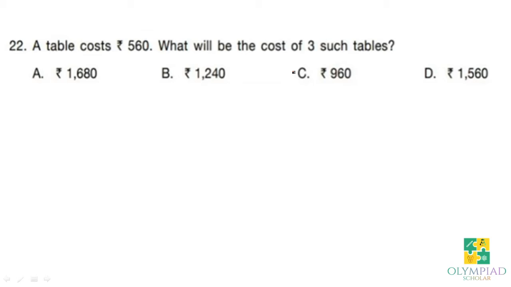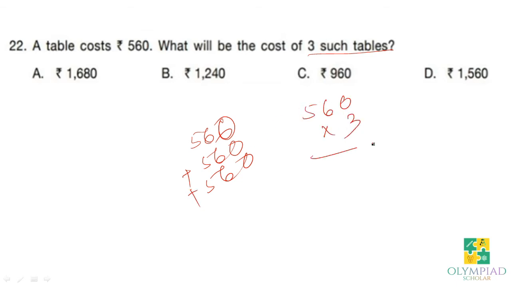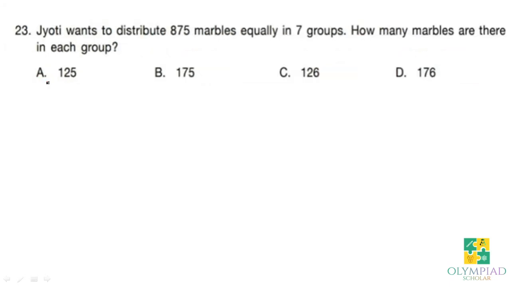So let us move to question number 22. A table costs 560. What will be the cost of three such tables? So one table is 560. So that means you can add three 560s like this, or you can multiply 560 by 3 to get the answer. So it will be the easier one. 3 times 0 is 0, 3 times 6 is 18, 3 times 5 is 15 plus 1 is 16. So this is 1680. It is there in option A.